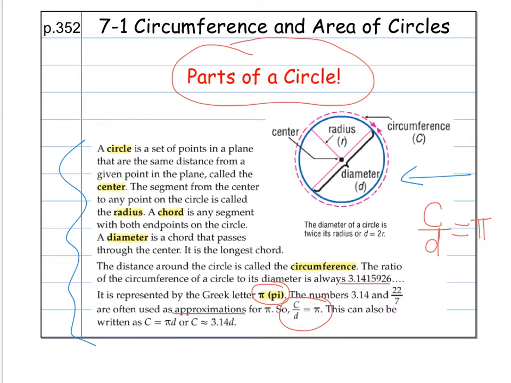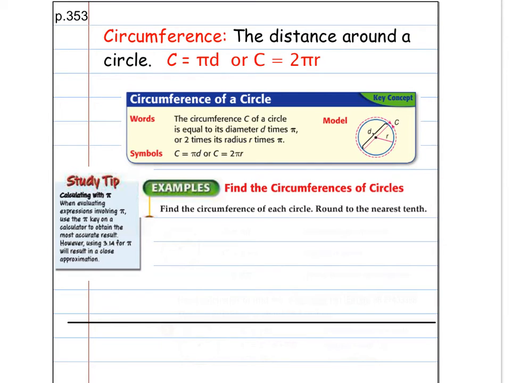To find circumference, you'd bring your diameter to the other side, which gives us our usual formula: circumference is pi times diameter. Circumference is the distance around. So circumference is pi times diameter when you're given diameter, but sometimes you're just given radius, so circumference is also 2 pi r, because our radius is half of our diameter. So our radius is our diameter divided by 2, and our diameter is our radius times 2, in case you need to find one of those.